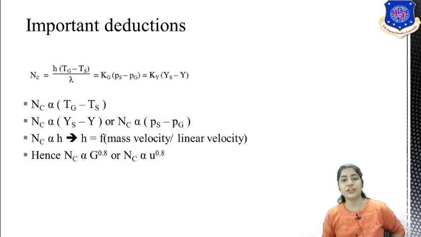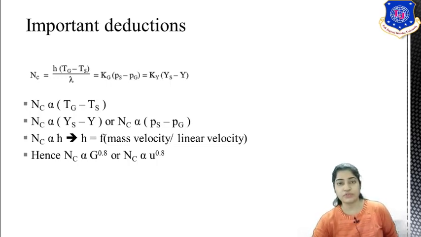What is there? Your H, the heat transfer coefficient, is a function of mass velocity or linear velocity. The representation is via Sherwood number or Nusselt number. In heat transfer you might have studied that, the Seider-Tate rate equation for laminar or turbulent flow. So H is a function of mass velocity or linear velocity. Nc is directly proportional to G raised to 0.8. This you have to remember. Or Nc is directly proportional to u raised to 0.8. u is your linear velocity, G is your mass velocity.